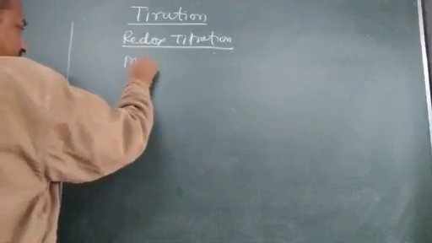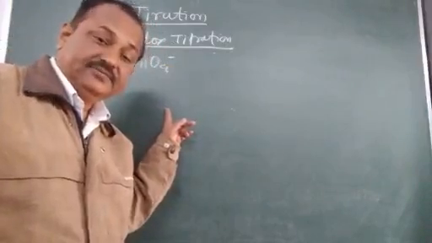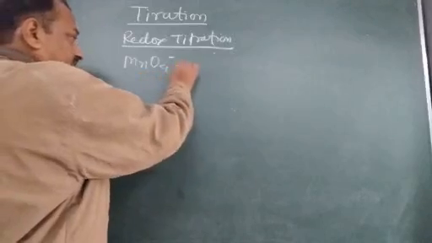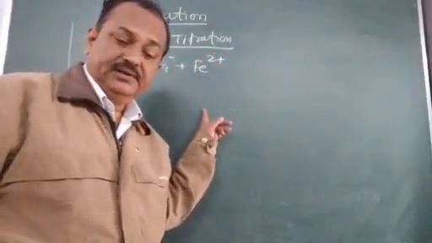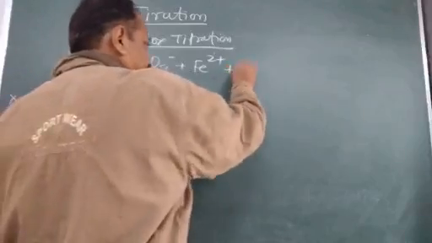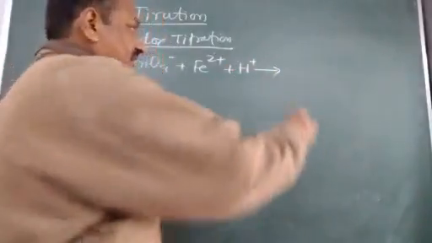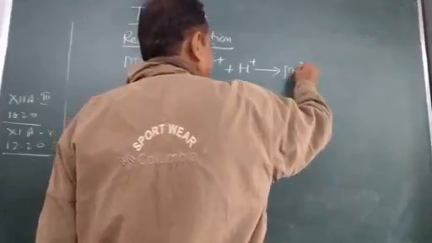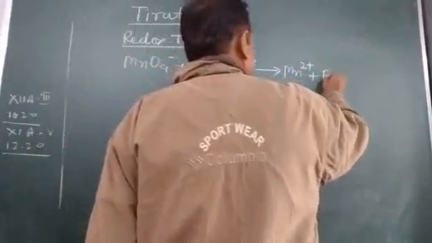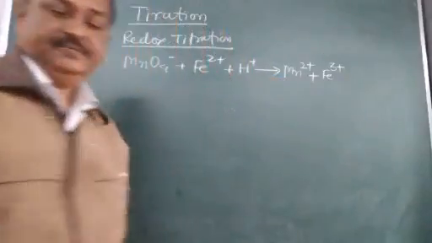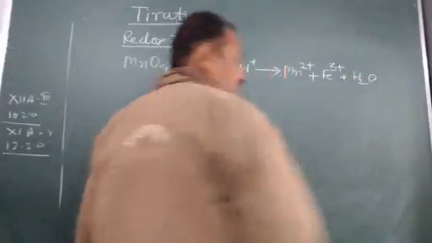The MnO4 minus ion is released by the KMnO4. It is oxidizing. Then Mohr's salt will give the ferrous ion, Fe2+, here in acidic medium. Then they will change to Mn2+, Fe3+, and then of course water.